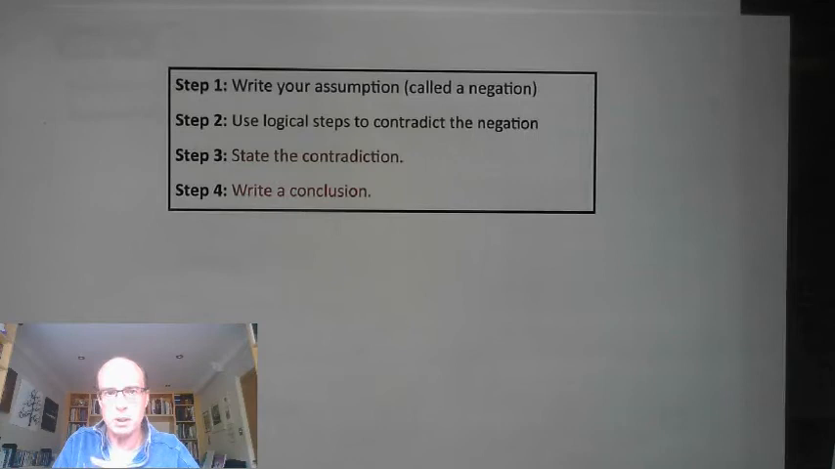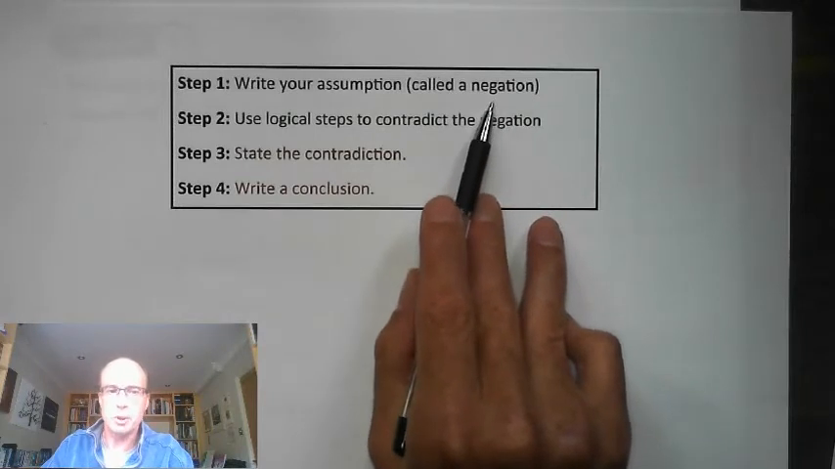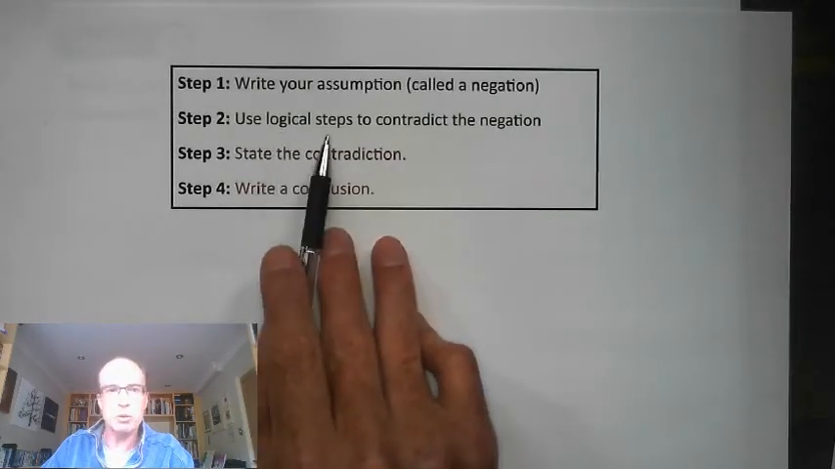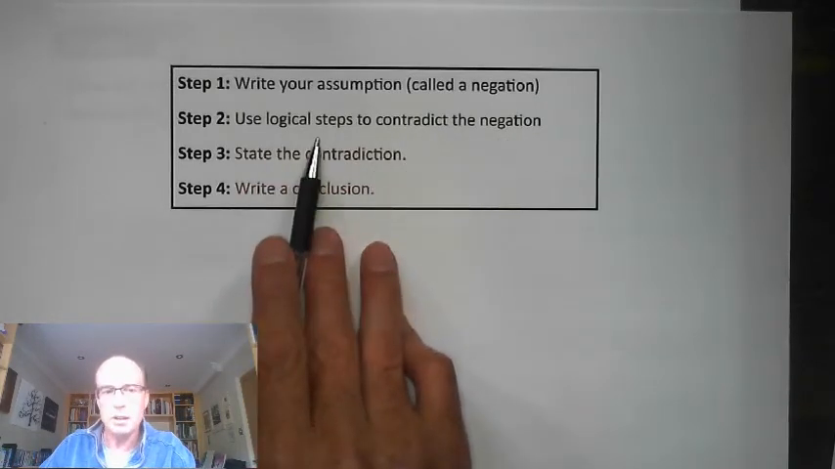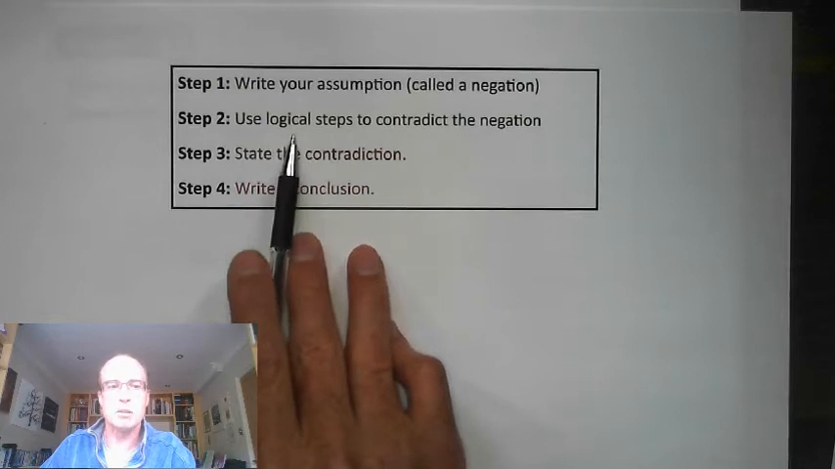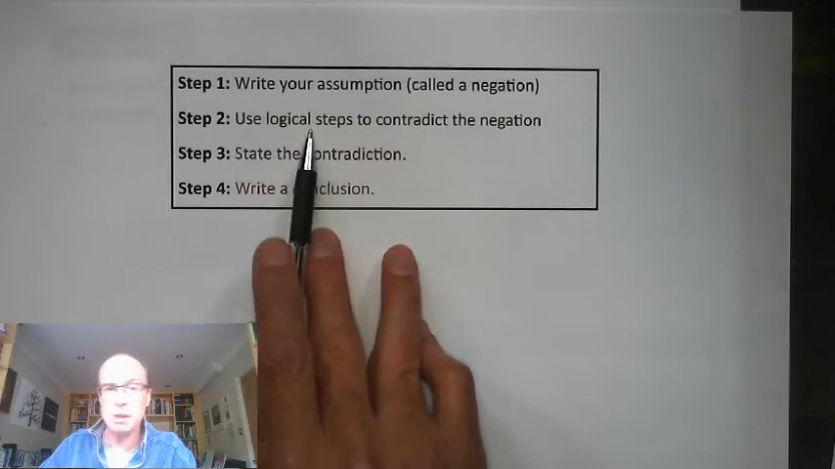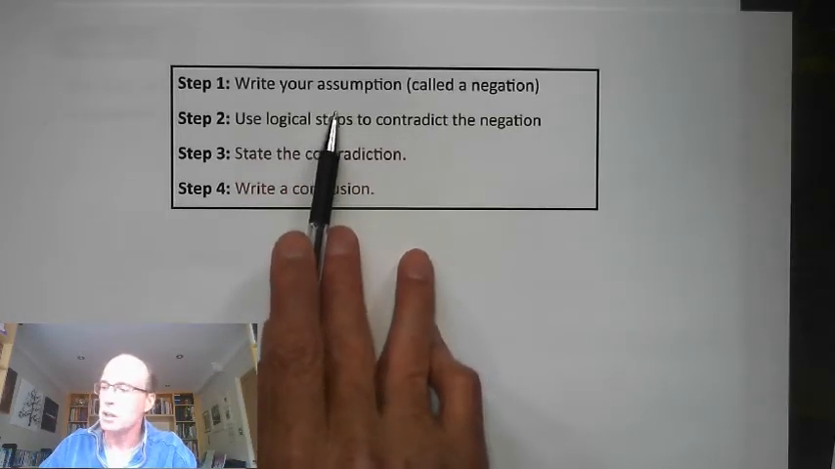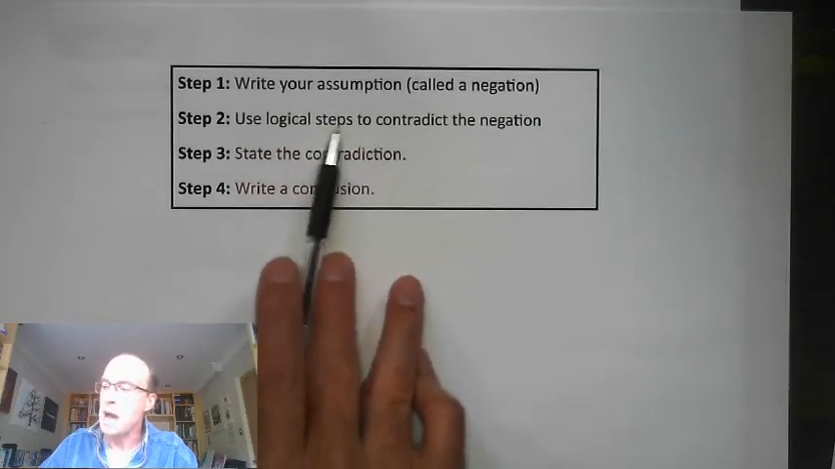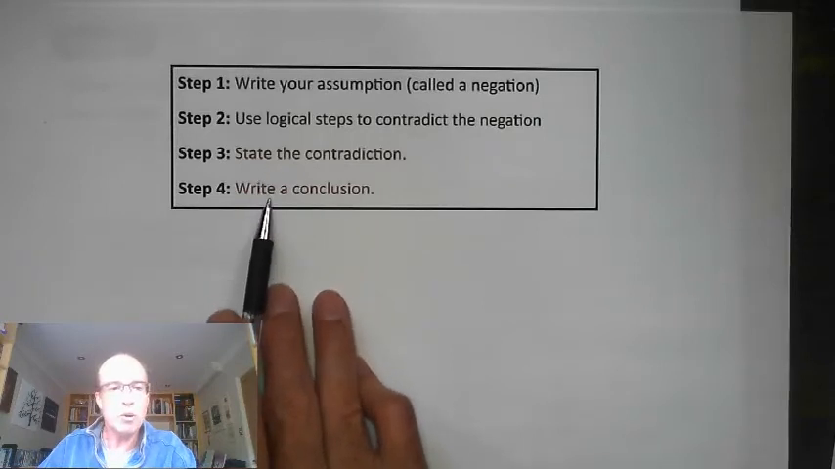So the first thing that we do, we come up with our assumption. We're going to call it a negation, and it's the opposite to what we're trying to prove. We're then going to do some logical steps which contradict the negation. This bit here is going to be the only bit that's going to have some maths notation in. We're going to have a lot of English, and there's going to be quite a bit of English in this step too as well. But this is the only bit where you'll see some maths notation, and then we've got quite a lot of English around it.